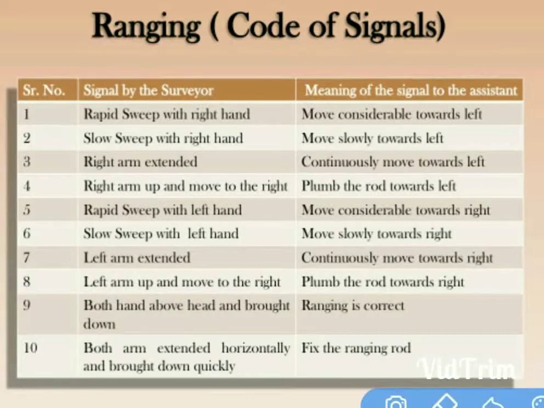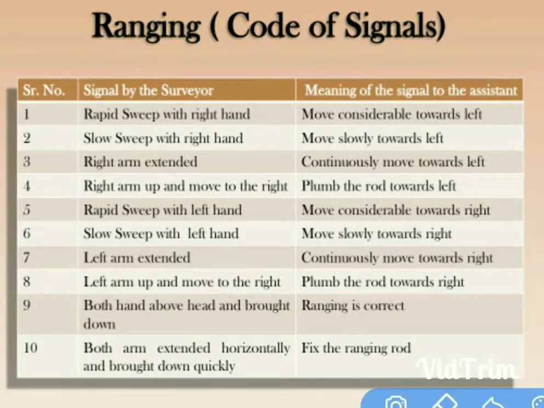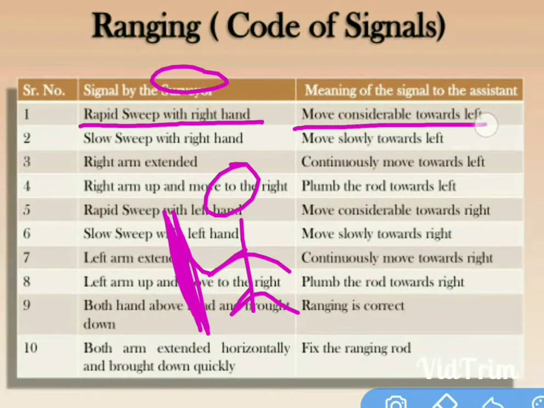Look here, the signal by the surveyor, and next the meaning of the signal to the assistant, meaning what the assistant wants to do, right? See here, if the surveyor gives a rapid sweep with the right hand, what is the meaning of that? Here the assistant moves considerably towards the left.